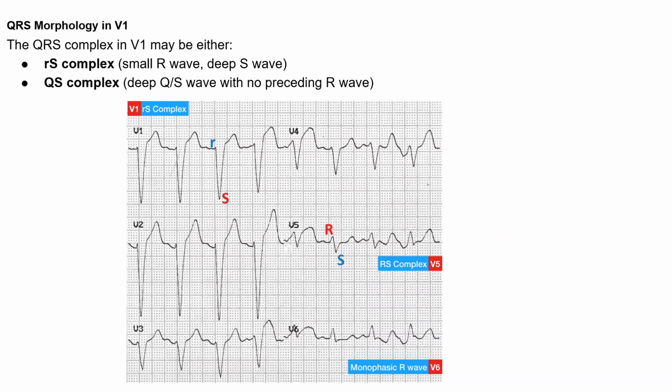In V1, you will get a predominant negative wave. The typical W morphology may not be seen, but you will get a negative wave. This predominant negative wave can be a small r capital S, an RS complex, or it can be simply a QS complex. QS complex means only a broad, deep negative wave, with no R wave.